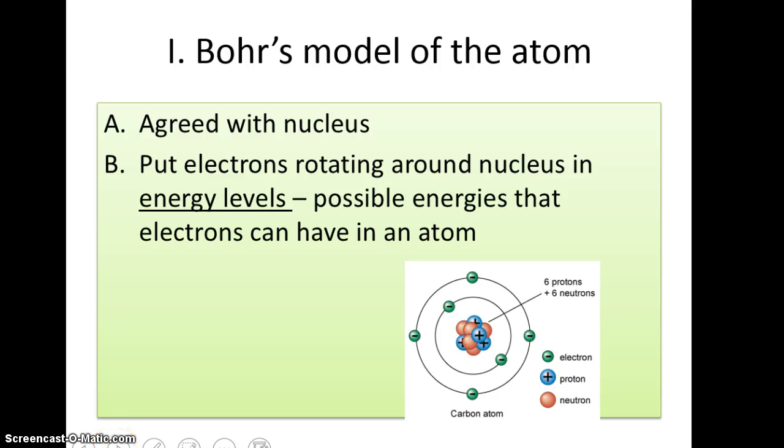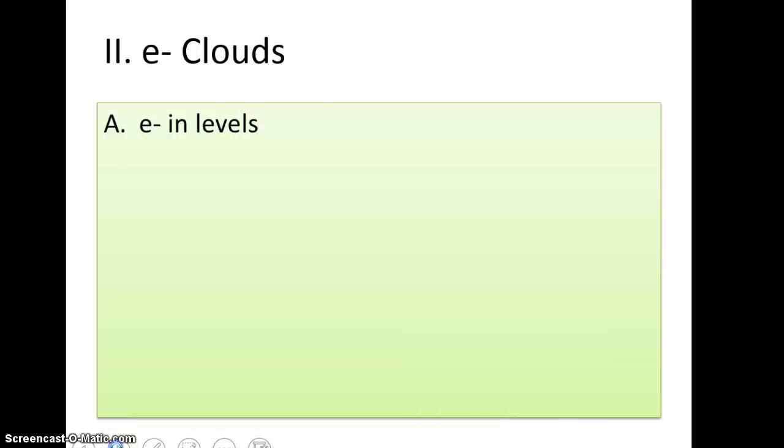Here's a picture of Bohr's model. Bohr's model has the nucleus still with the protons and the neutrons, and then the electrons are in those energy levels. You see 2 electrons in the first, 4 in the second for this carbon atom, and those electrons are able to rotate around the nucleus.